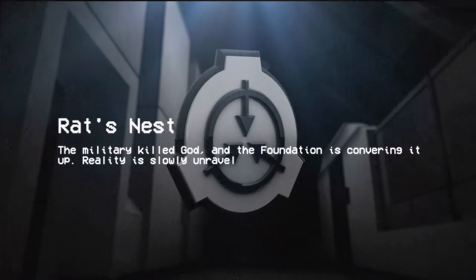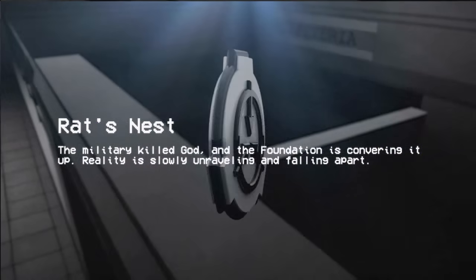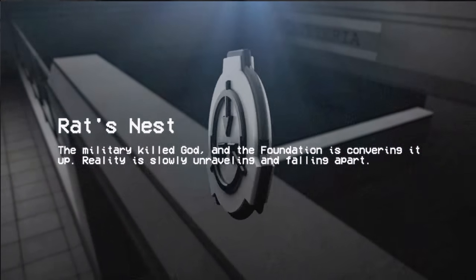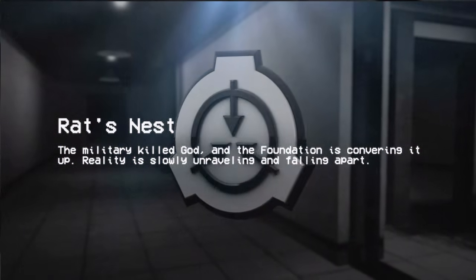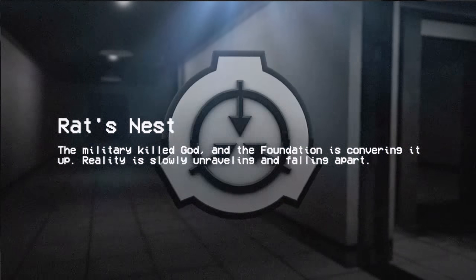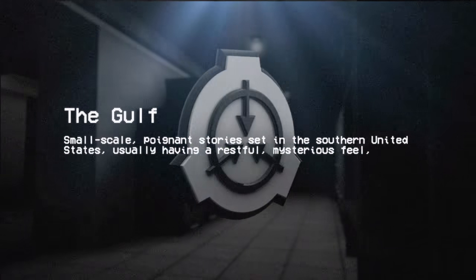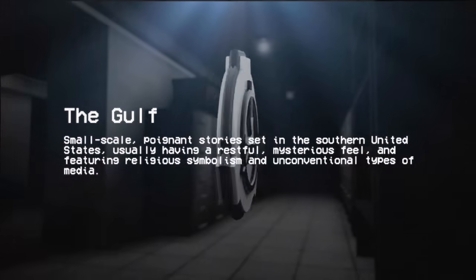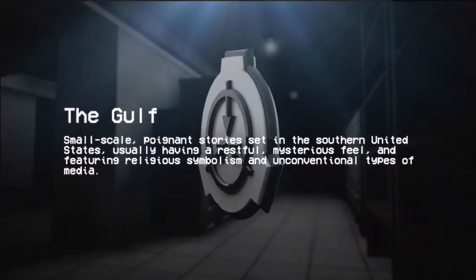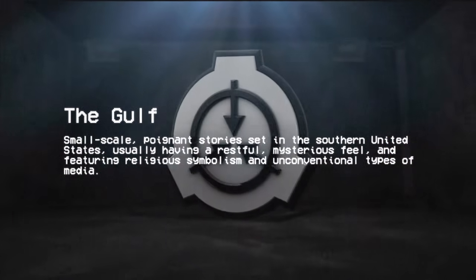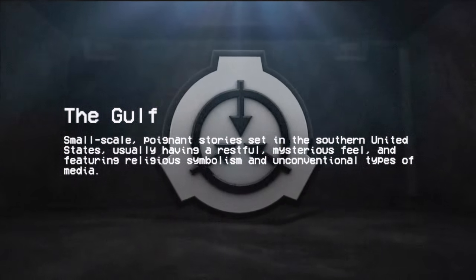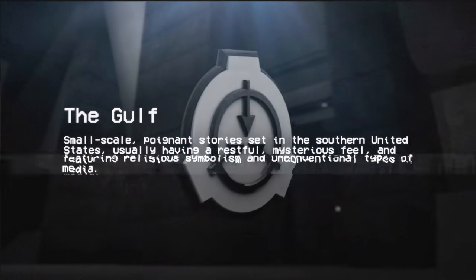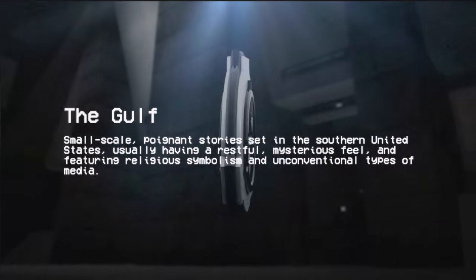Rat's Nest, the military killed God, and the Foundation is covering it up. Reality is slowly unraveling and falling apart. The Gulf, small-scale poignant series set in the southern United States, usually having a restful, mysterious feel, and featuring religious symbolism and unconventional types of media.